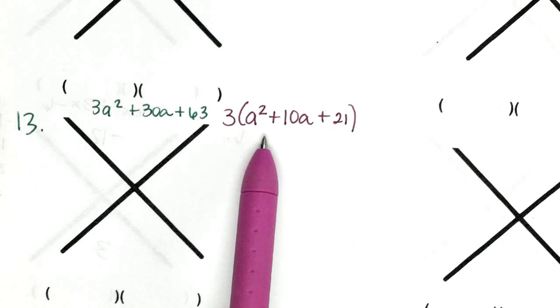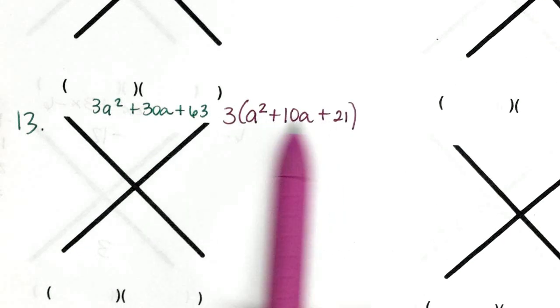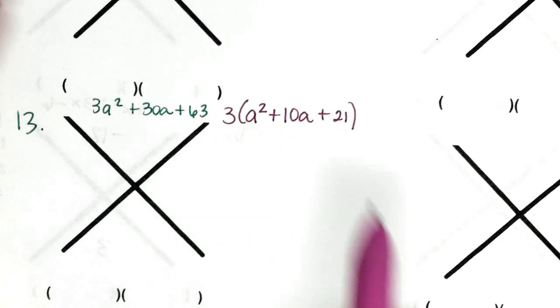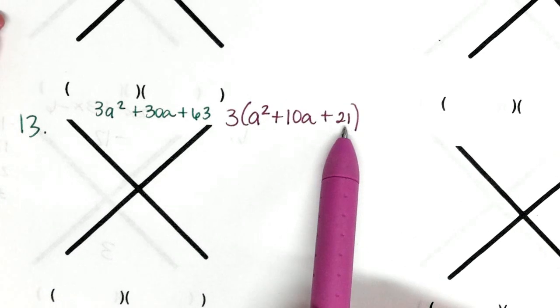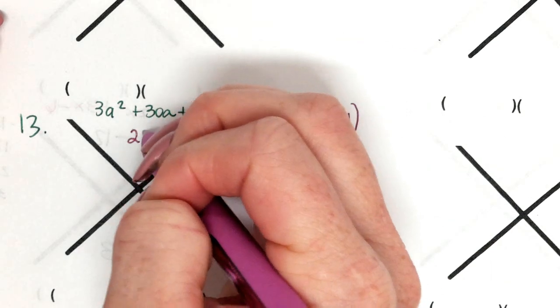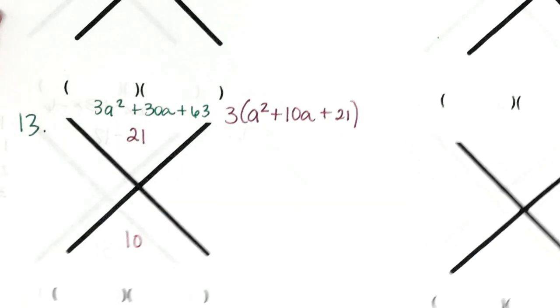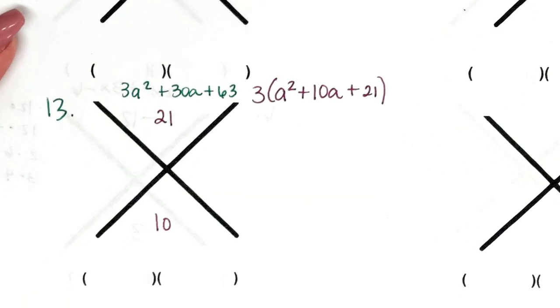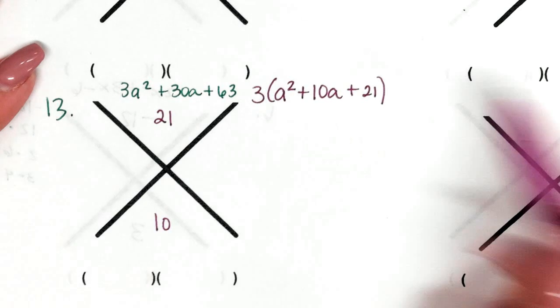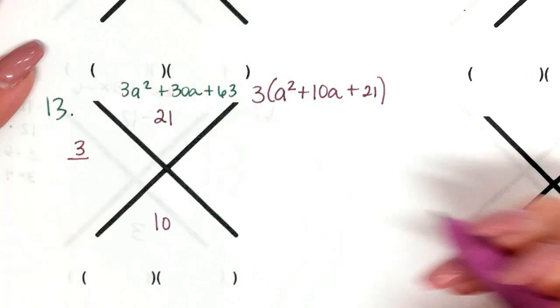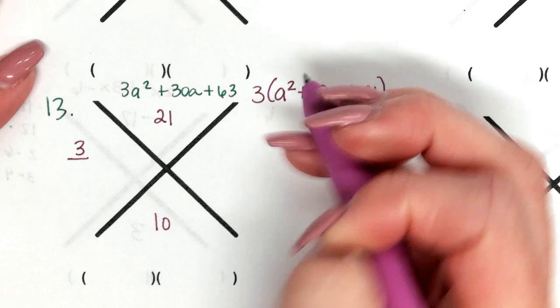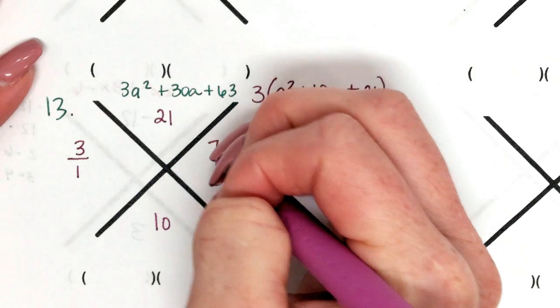All right, so you're only going to factor what's in the parentheses, okay? So what's a times c? 21. And what is b? 10. So I am looking for factors of 21 that add up to equal 10, which is going to be what? 3 and 7. 3 times 7. And they're both pluses, so 3 over a. What is a right here? 1. And 7 over 1.